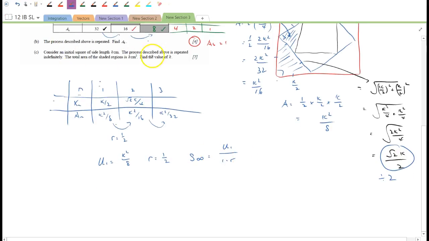Consider the initial square, so the process described is repeated indefinitely, hence the infinite sum. The total area of the shaded regions is K centimeters squared. That's giving me an infinite sum. So this is my infinite sum K. Find the value of K.